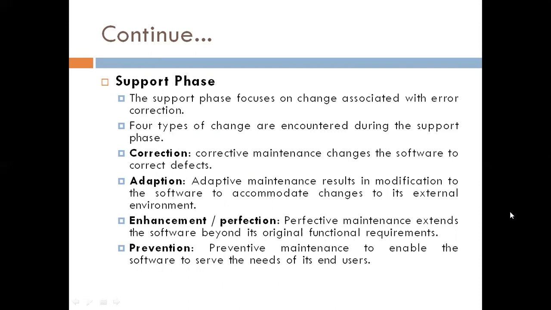Adaptation. Adaptive maintenance results in a modification to the software to accommodate changes to its external environment. So once the modification of the software is done, it is accommodated to changes in its external environment. Now, enhancement or perfection. Perfective maintenance extends the software beyond its original functional requirement. Prevention. Preventive maintenance enables the software to serve the needs of its end users.